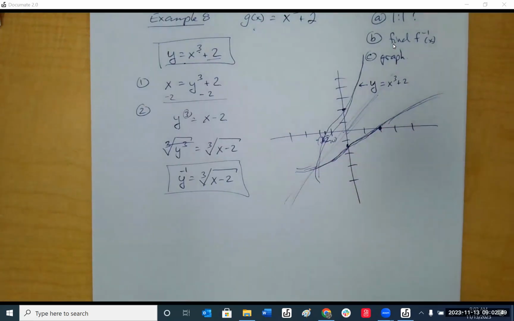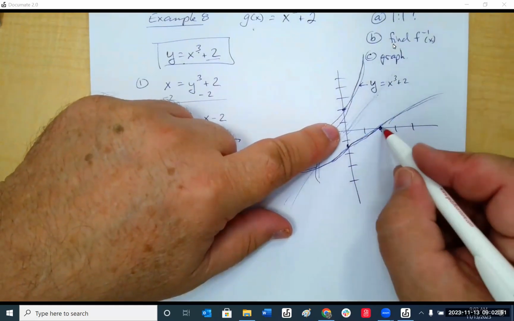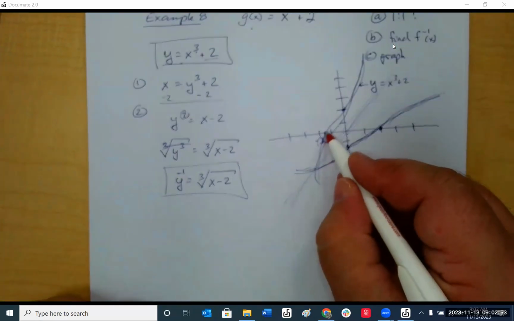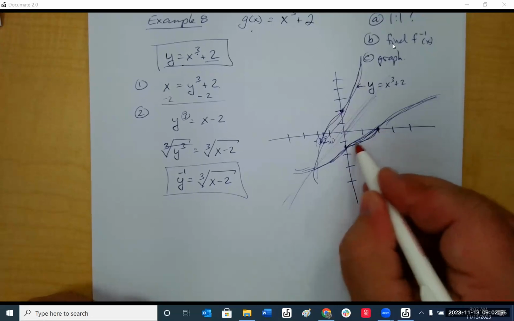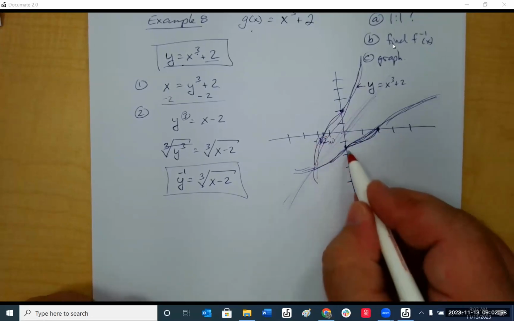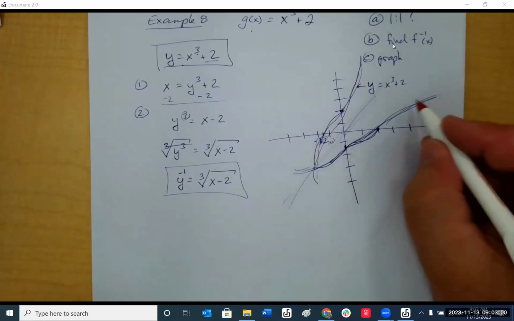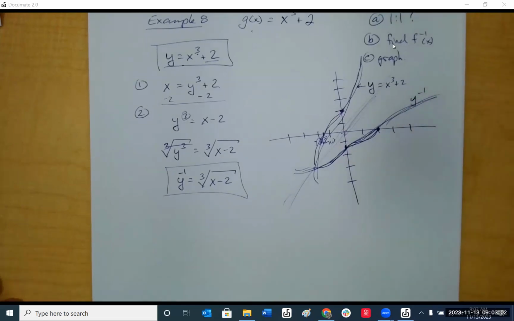There. Because it's going away from there, this is going to go towards it. So this is your inverse. Plotting some points will help.